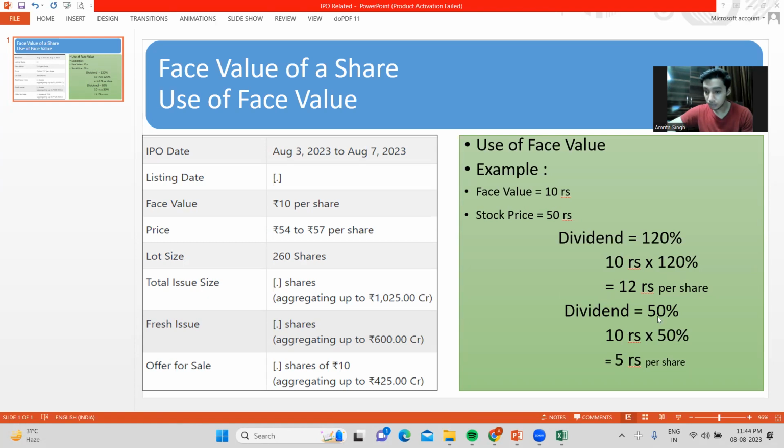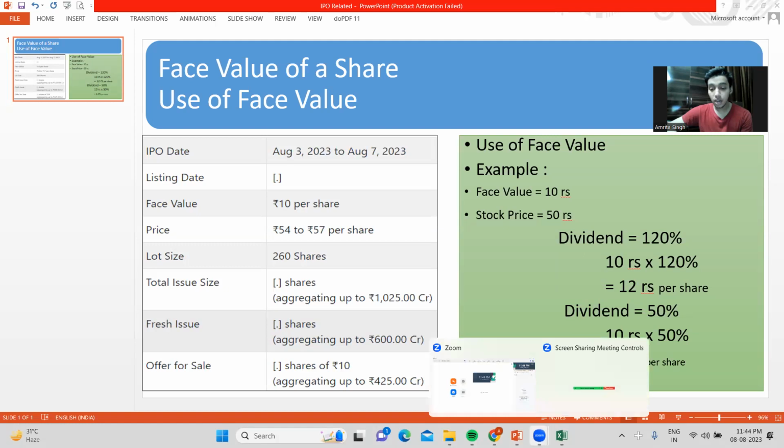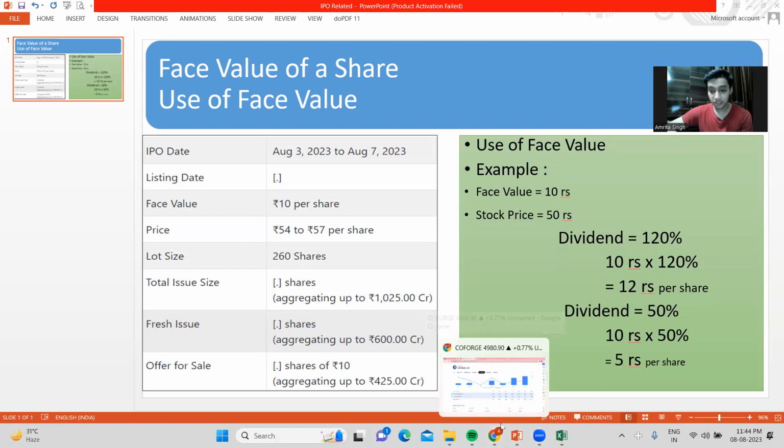Suppose the company is going to give 50% dividend. Then they are going to calculate the rupees per share by taking the face value, 10 rupees of 50%, which is going to be 5 rupees per share. So this is how the face value is very useful when it comes to calculating the dividend of any company. And now I want to show you some major examples.